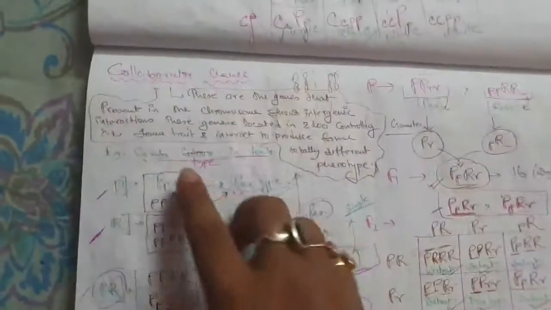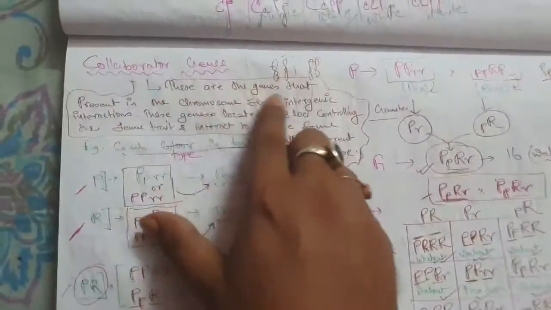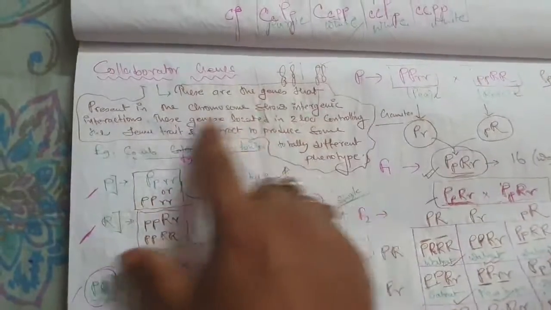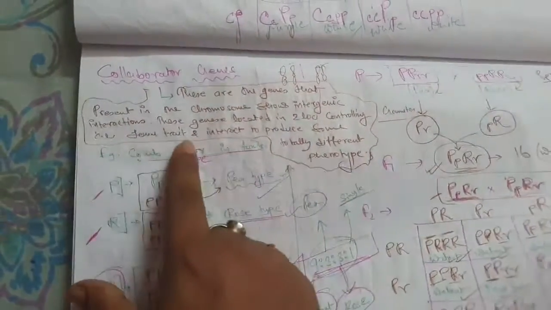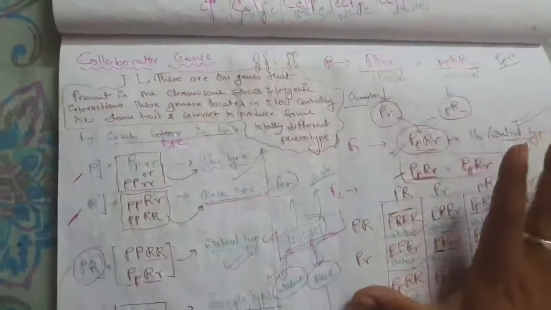Okay. Now what is a collaborator gene? These are genes present in the chromosome that show intergenic interactions. These genes are located in two loci controlling the same trait and interact to produce a totally different phenotype.